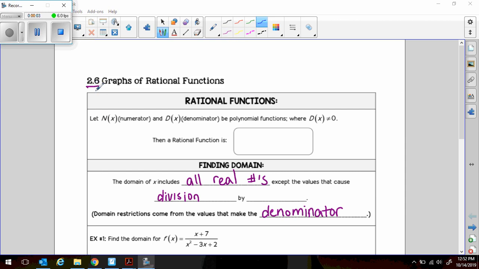Good morning. This is Unit 2, Day 6. We're going to look at the graphs of rational functions and how to graph them without a calculator.